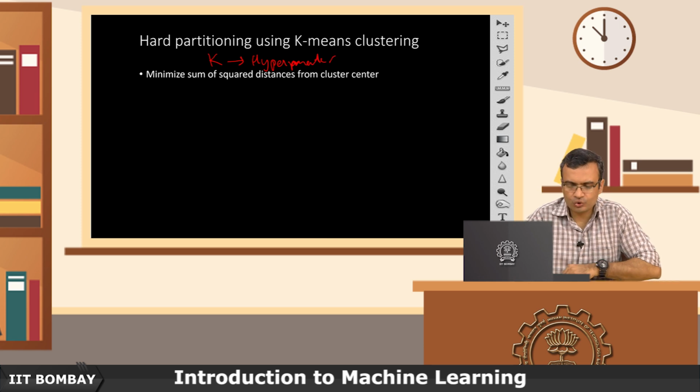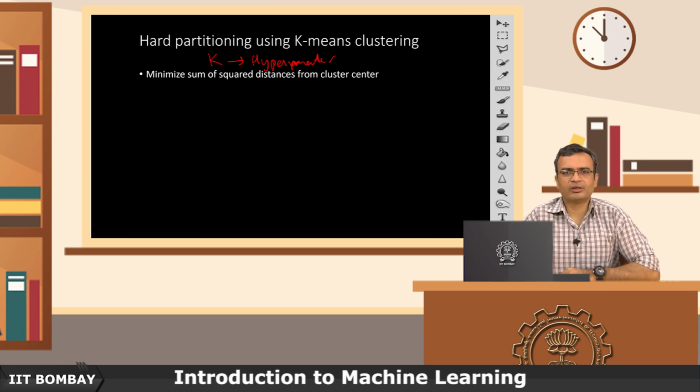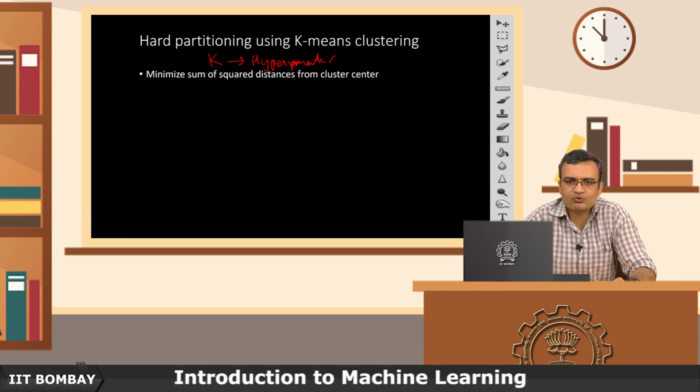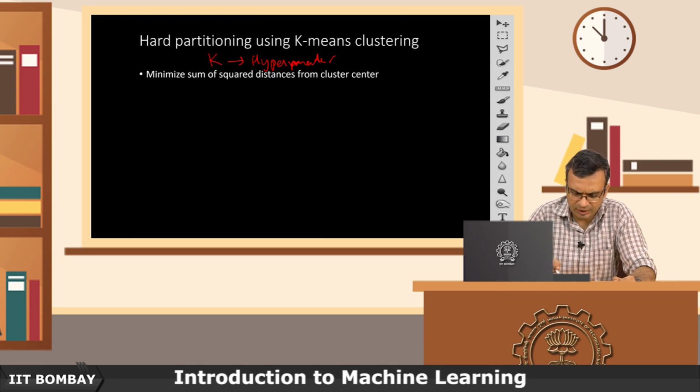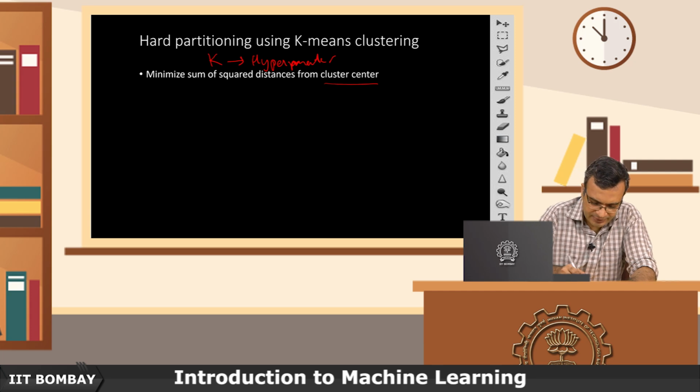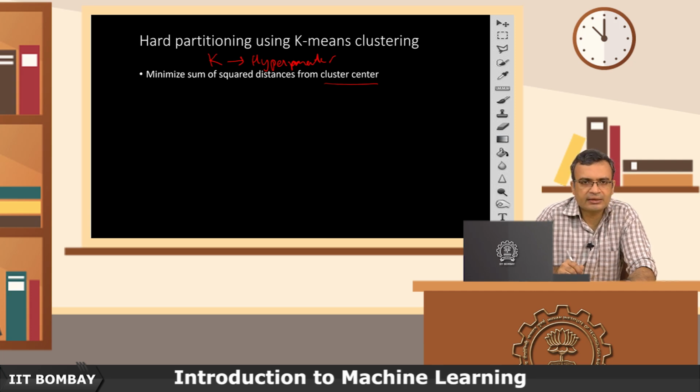So this is something that you choose before you begin the algorithm, and once we have chosen the algorithm, the objective of the algorithm is to minimize the sum of squared distance from the cluster center. So there are a couple of words to unpack here. First of all, what is a cluster center, and then the sum of squared distances from each point's own cluster center. So what I mean by that is, let's say you have points xi where i ranges from 1 to n, and then you have clusters small k ranging from 1 to capital K.